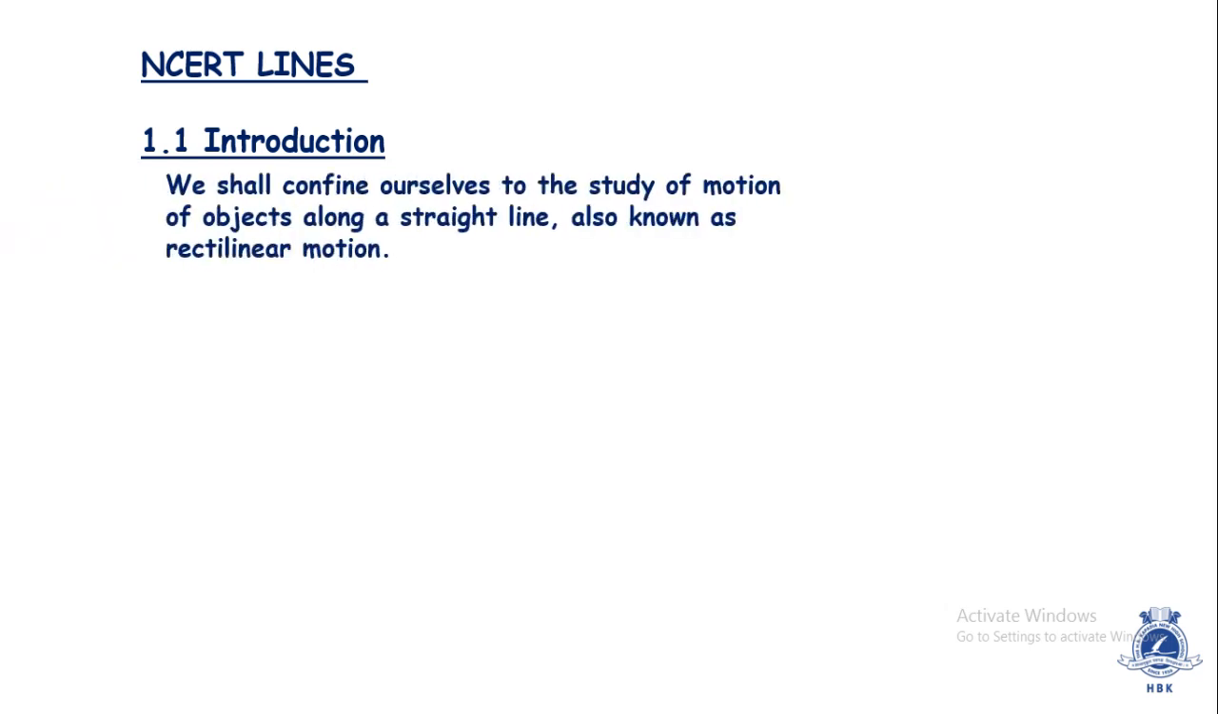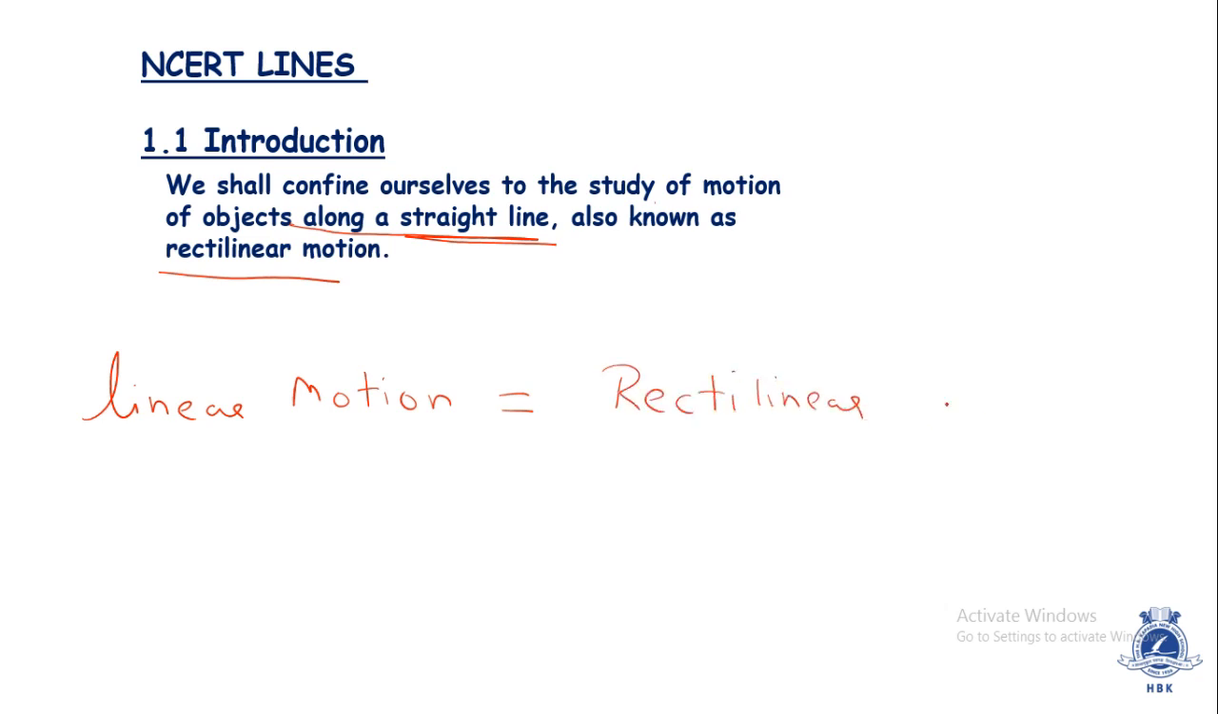The things which are important are these pure NCERT lines. We shall confine ourselves to the study of motion of objects along a straight line. Yes, in this chapter we are going to study only motion on a straight line. Remember, this linear motion is also called rectilinear motion, because it is having rectangular coordinates.